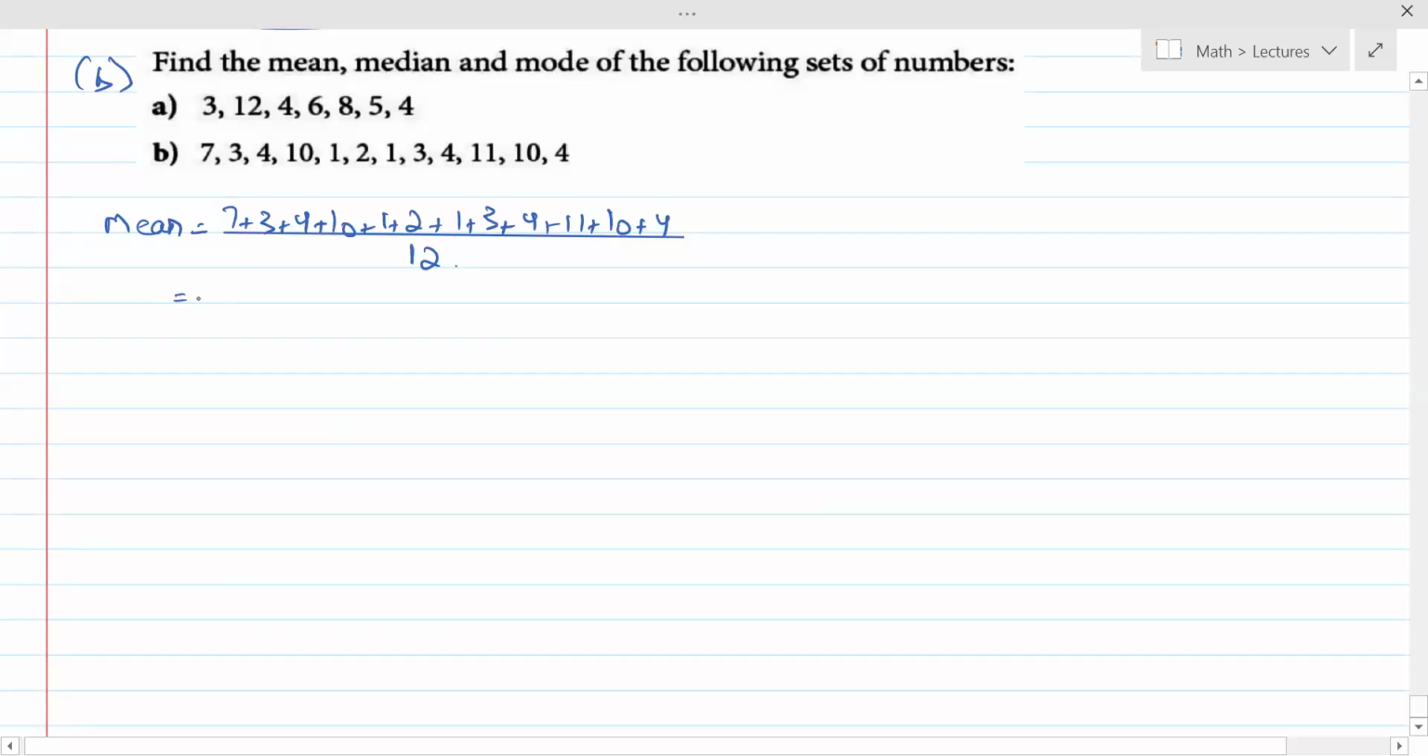So you can use a calculator here. It's 7 plus 3 plus 4 plus 10 plus 1 plus 2 plus 1 plus 3 plus 4 plus 11 plus 10 plus 4. We are getting this as 60 upon 12.